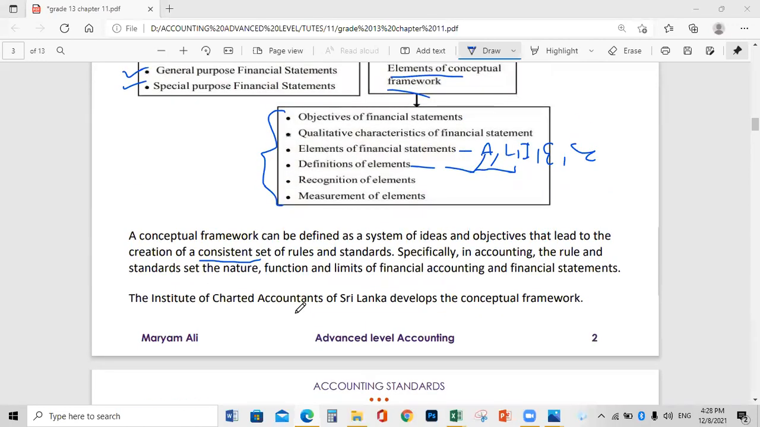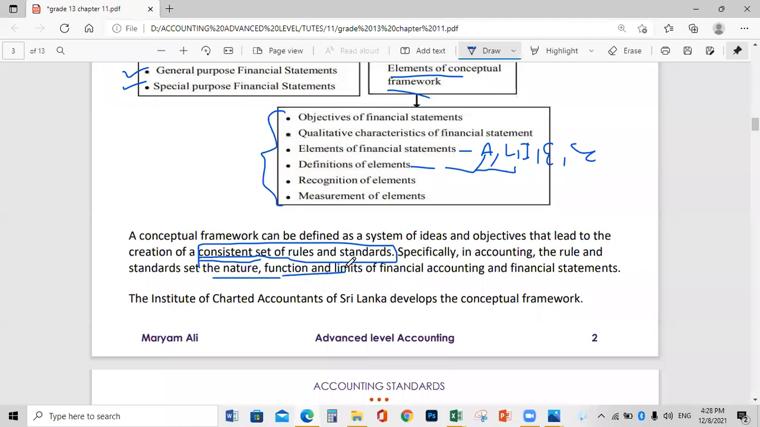So first of all, let's go now. A conceptual framework can be defined as a system of ideas and objectives that lead to a creation of a consistent set of rules and standards. It helps us to be consistent. Specifically, in accounting, the rules and standards set the nature, function, and limits of financial accounting and financial statements. Guys, it helps you to find a boundary. In your financial accounting, it will help you to set a boundary, a limit based on its nature and its function.